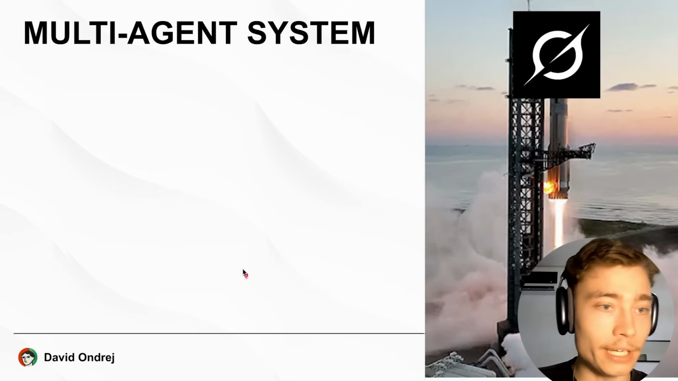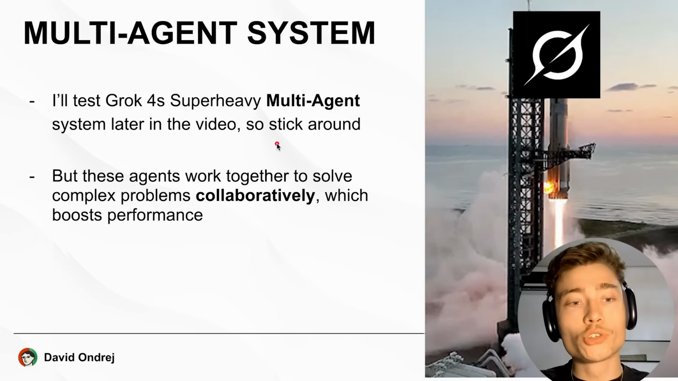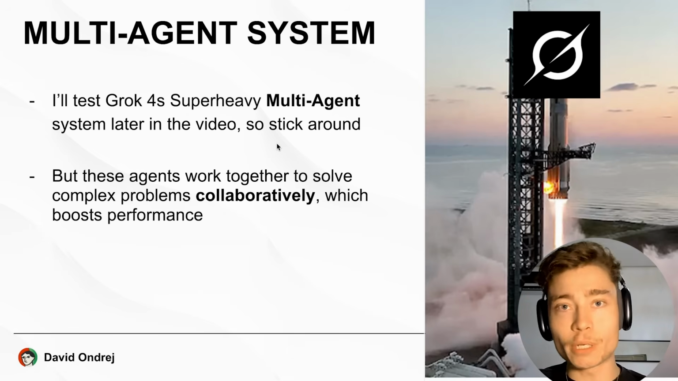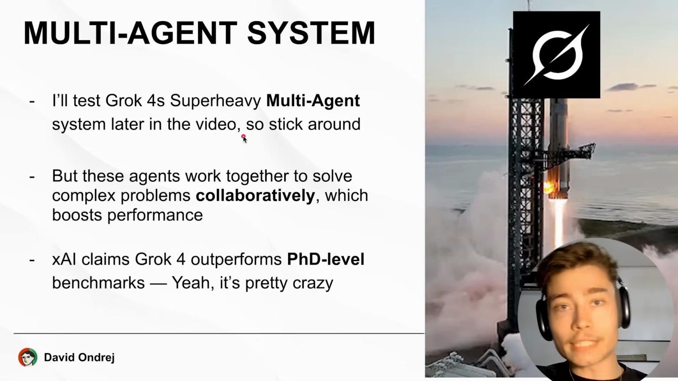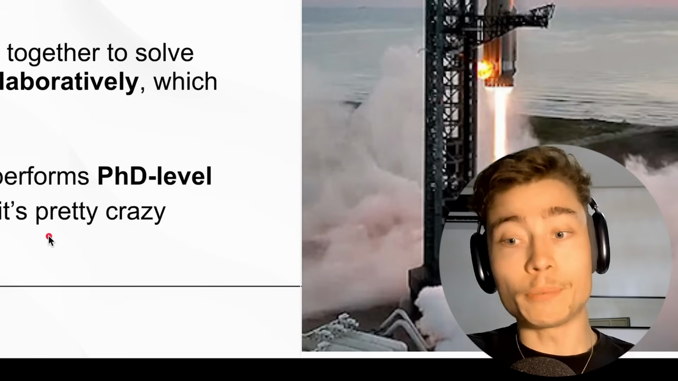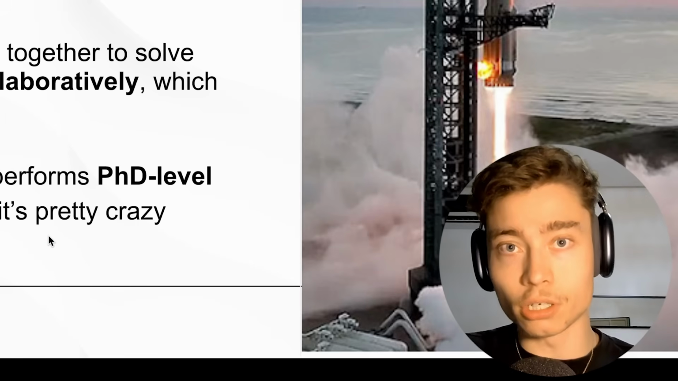So here is how the multi-agent system works. These agents work together to solve complex problems collaboratively. So it launches 4 different agents at once in parallel. Each can basically experiment in a different way of solving the problem. And XAI claims that Grok 4 outperforms PhD level benchmarks in every single field. It might be the biggest release since the release of GPT-4.